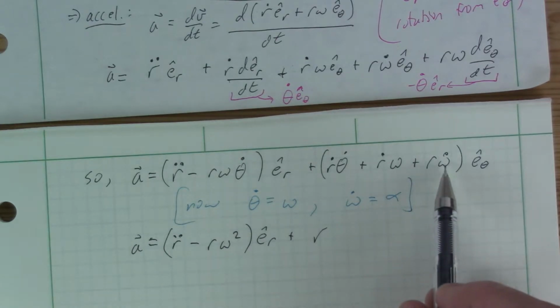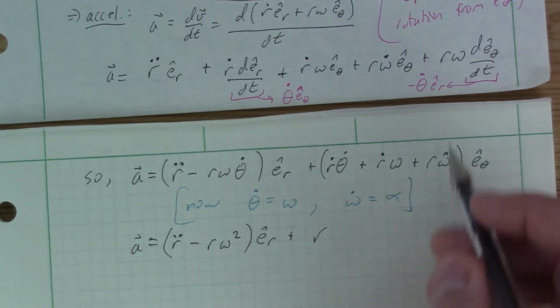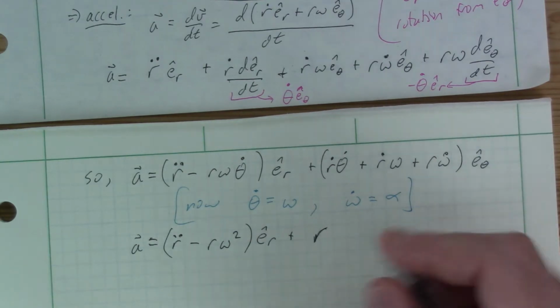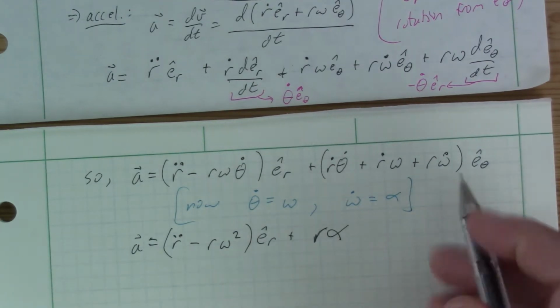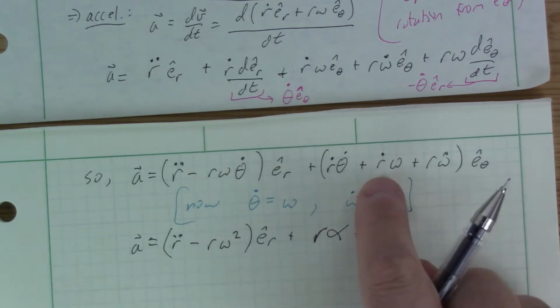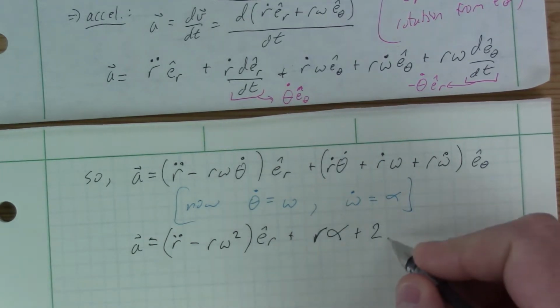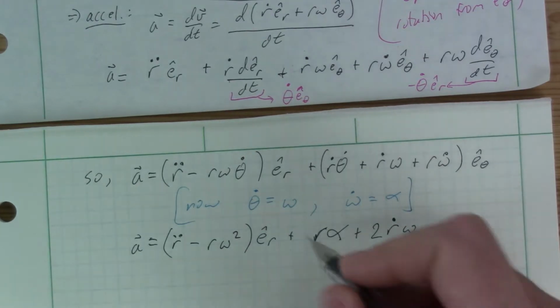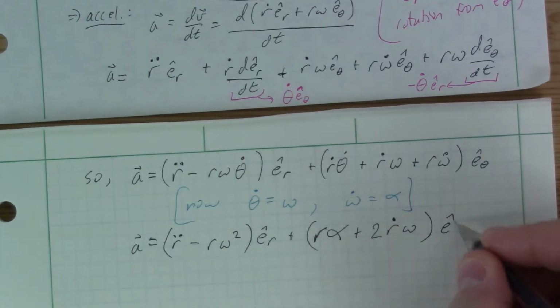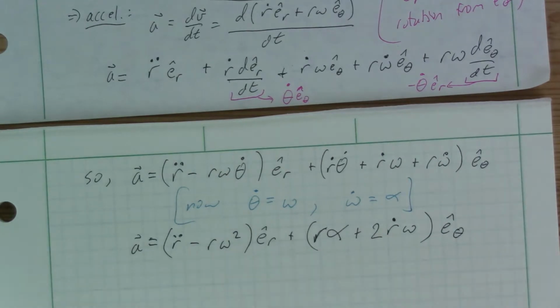Yep, so I'm actually pulling this term to the front, r omega squared, I'm just trying to match the form that we see in the book. r alpha from that term, and then these two terms are the exact same. These are both r dot times omega, because theta dot is omega. So 2 r dot omega e hat theta. And that's the form we're looking for.